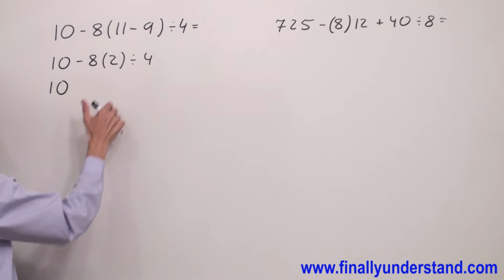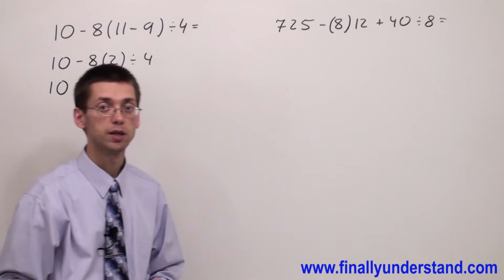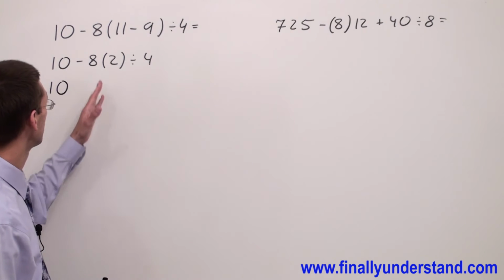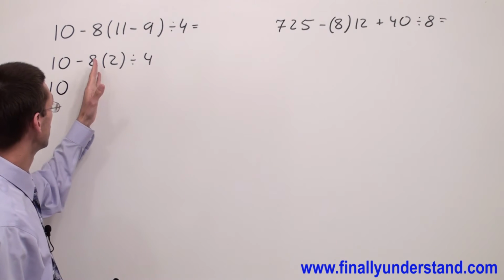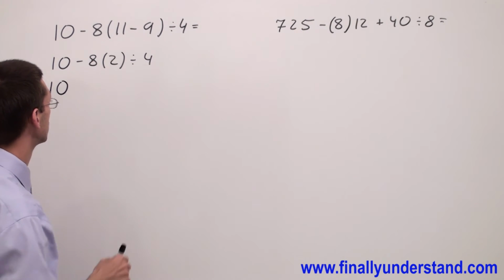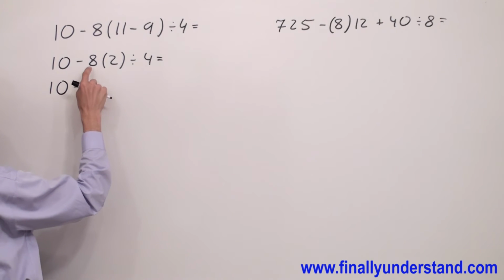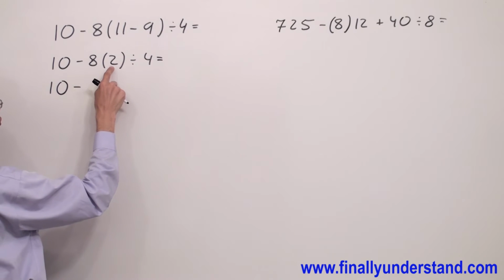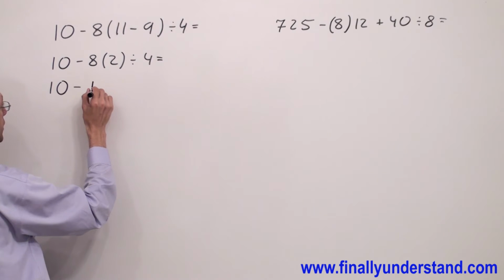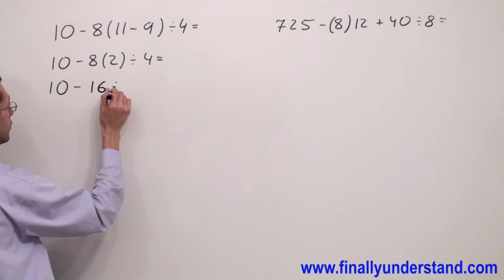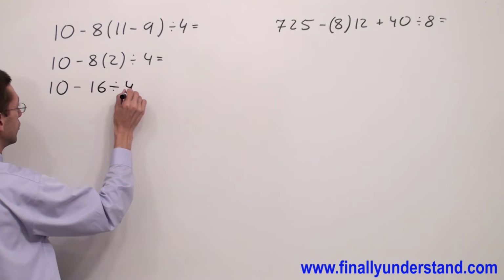Multiplication and division are equally important, so we can perform these operations from left side to the right side of my problem. So I have minus 8 times 2 is equal 16. I'm doing everything step by step, divide by 4.